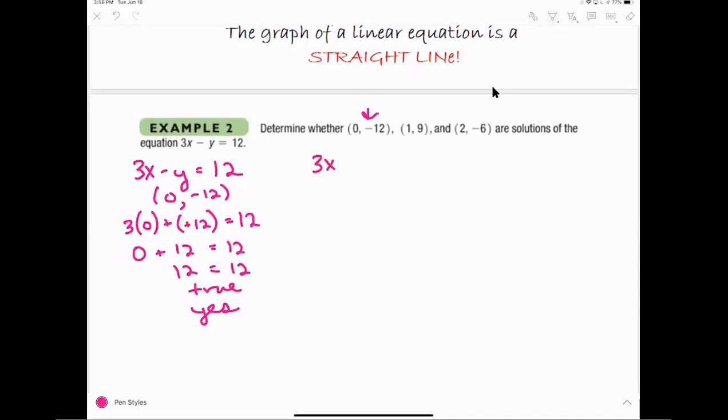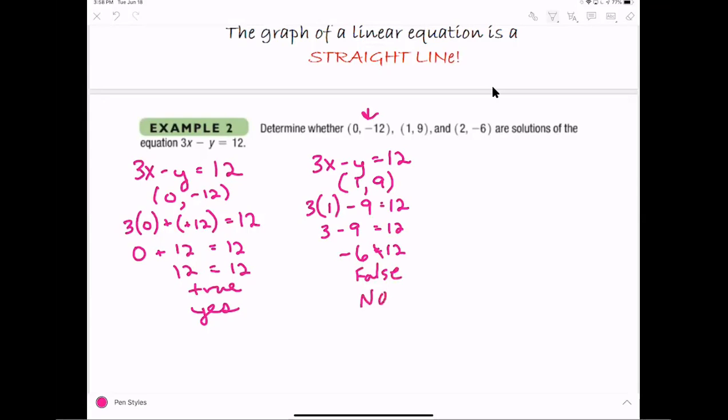Next point, we're going to see if it's a solution. We're going to substitute in 1, 9. So in place of x, I'm going to put the 1. I'm going to bring my minus sign down, and instead of y, I'm going to put a 9, equal to 12, and then we're going to simplify. 3 times 1 is 3, minus 9, and then 3 minus 9 is -6. -6 does not equal 12. This is false. So the answer is no, that is not a solution. That means that our point 1, 9 would not be on the line.